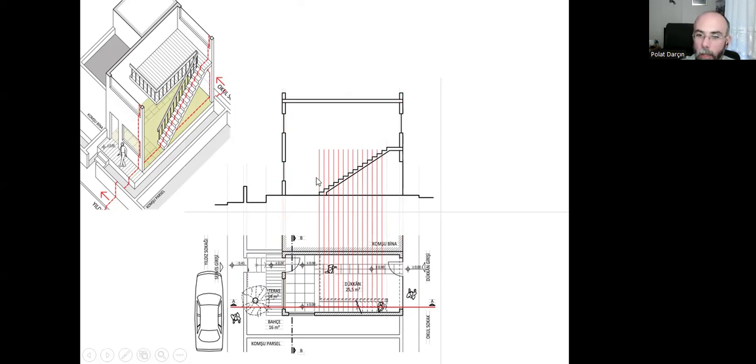Now I transfer the risers one by one, and I know that each riser is 15 centimeters high. So using these guidelines, I can draw my stairs like that.